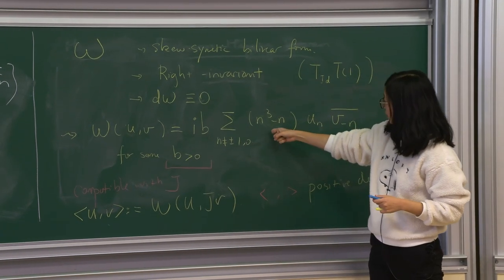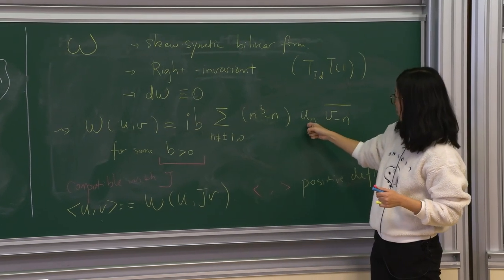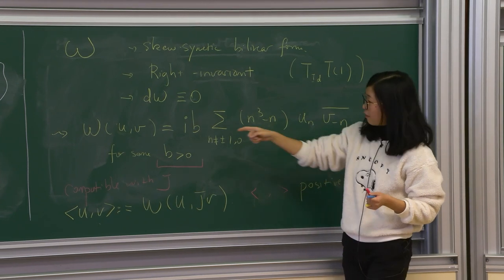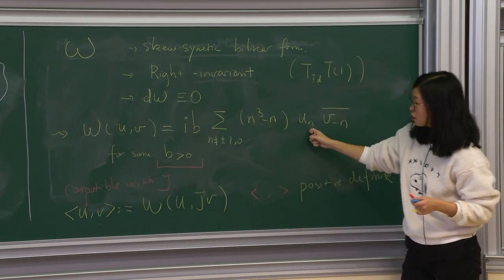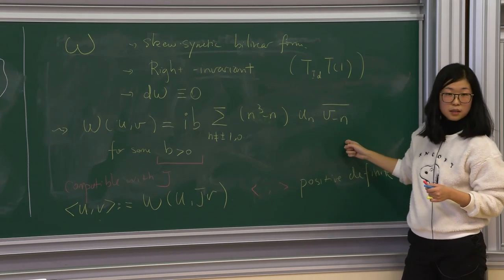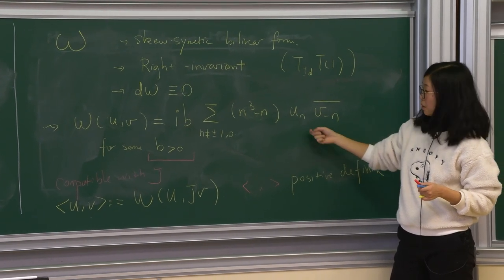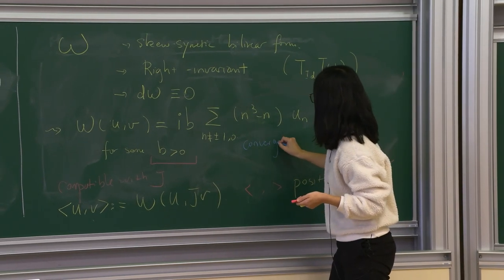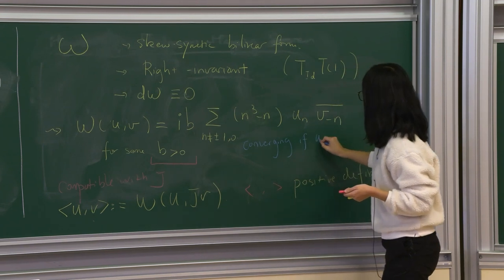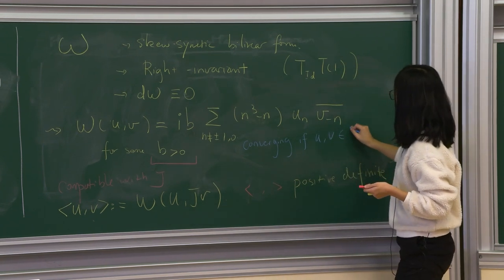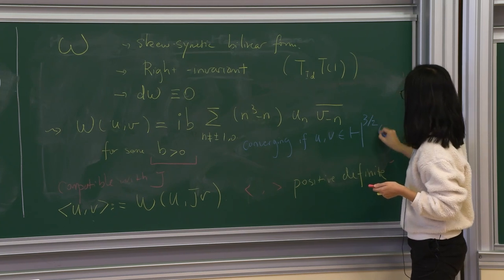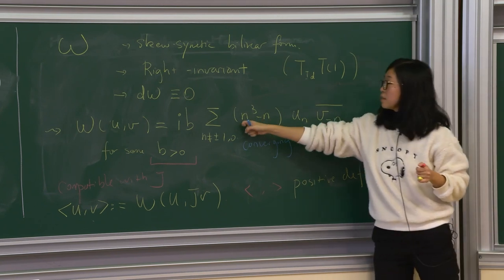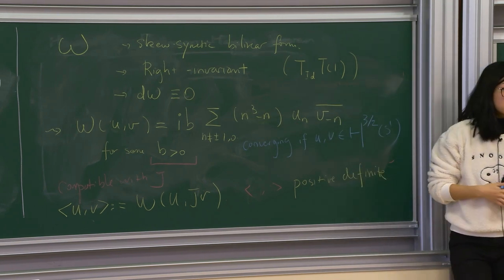But you might wonder, for instance, whether this sum might not be converging. If I have a diffeomorphism, then all the Fourier coefficients decay very fast, so this is always converging. But in general, it's not. In fact, this is converging if u, v is in the Sobolev class of H^{3/2}, which is defined by this n cubed convergence.